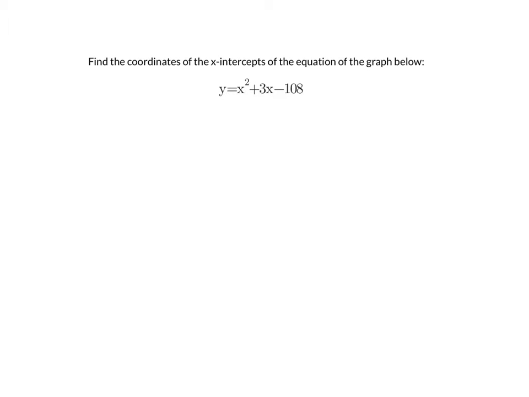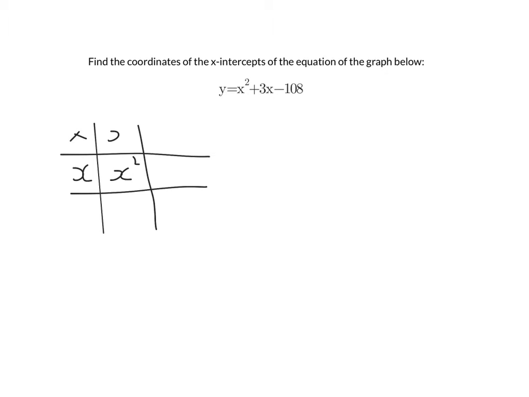Find the coordinates of the x-intercepts of the equation of the graph below. So I'm going to do this by factorising. So the first thing I need to do is draw out my grid. So I know I've got an x squared, and that's going to be x and that's going to be x, because x times x is x squared. And I know that I've got a negative 108 here.